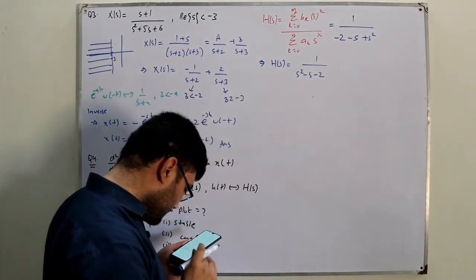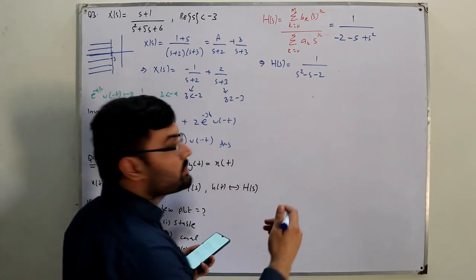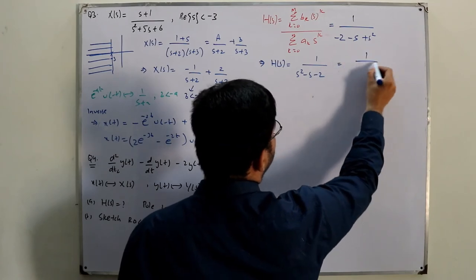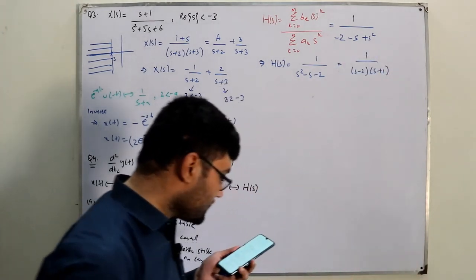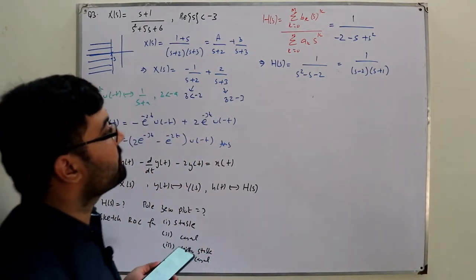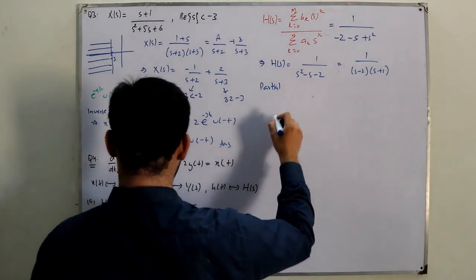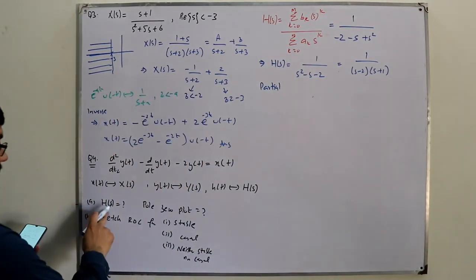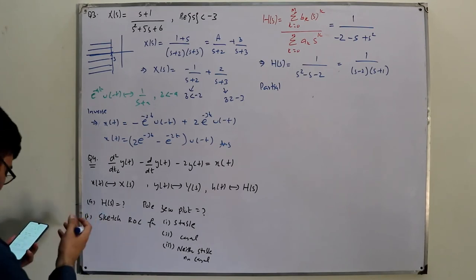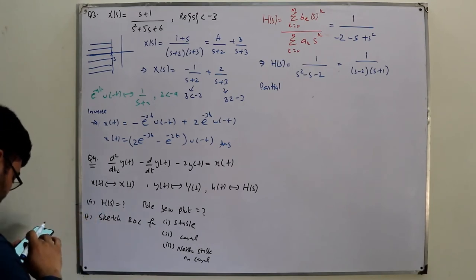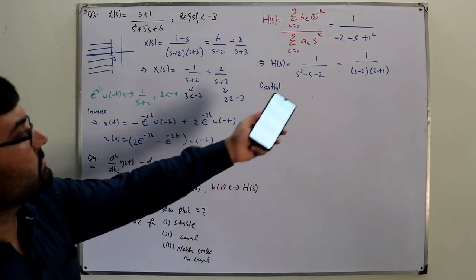Isn't it like this? Let me check. It is, right? And can I not write it as s minus 2 into s plus 1? So I can write it as 1 over s minus 2 into s plus 1. I can, yes. Now what do I have? I use the partial fraction again. Anyways, H of s was required only till here. So h of t is not required. This is my answer, okay?